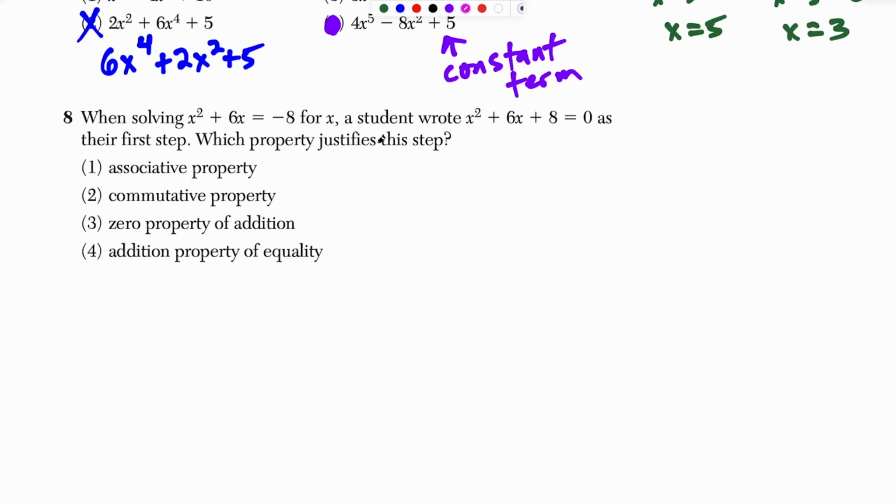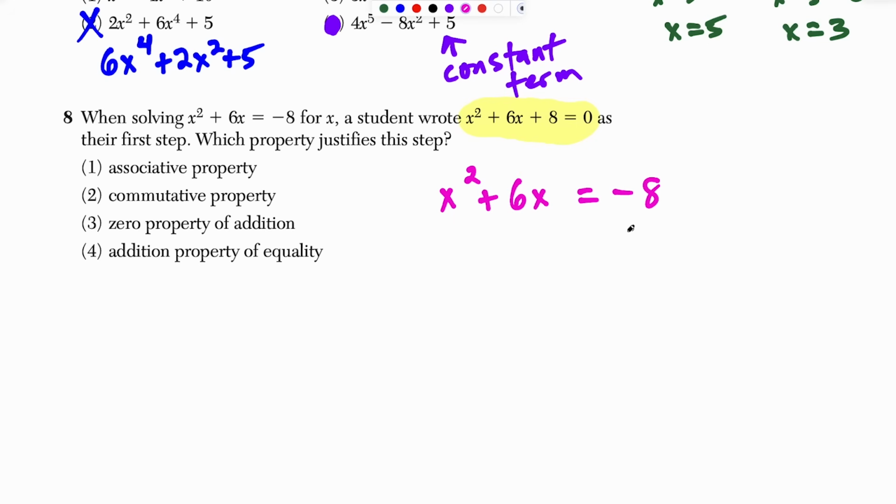Which property justifies this step? So let's say for this one, you forget what all this stuff means, but you have an idea of how the student went from this to what we have over here, to x squared plus 6x plus 8 equals 0. So think about, how do you go from this to that?